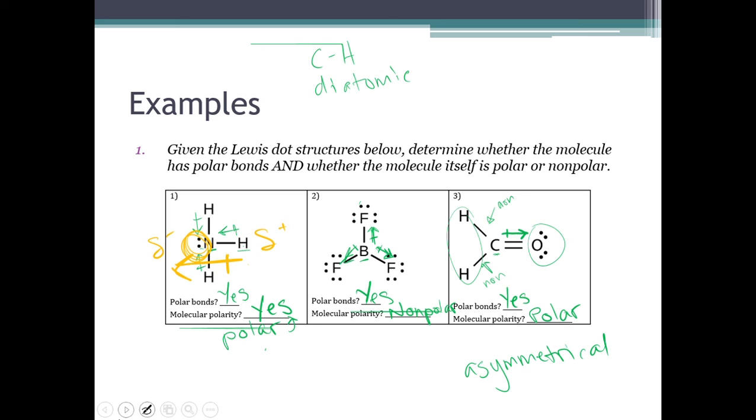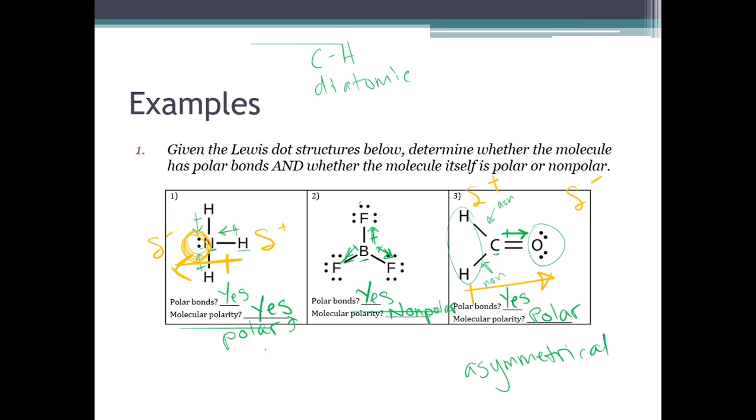So we are going to have a net dipole on our molecule. It's more positive over here. It's more negative over here. Or if we wanted to draw our arrow, it would be positive on the left, negative on the right.